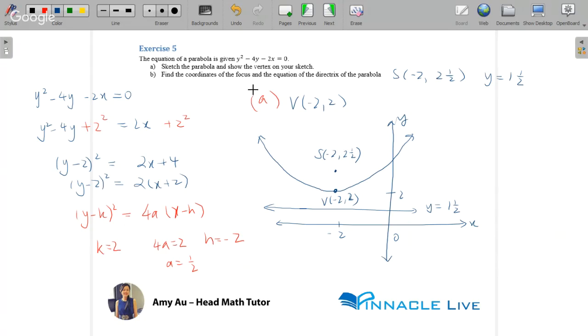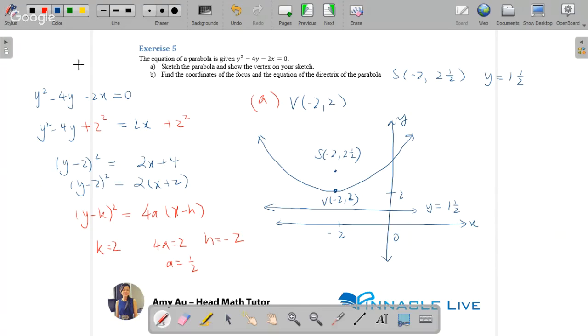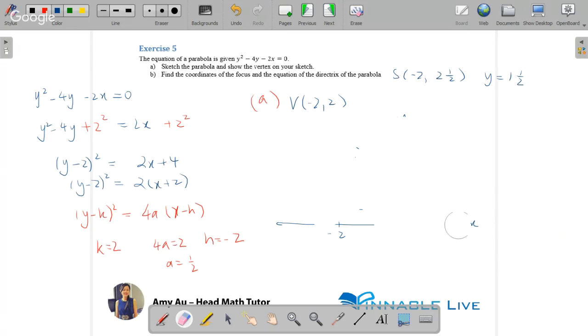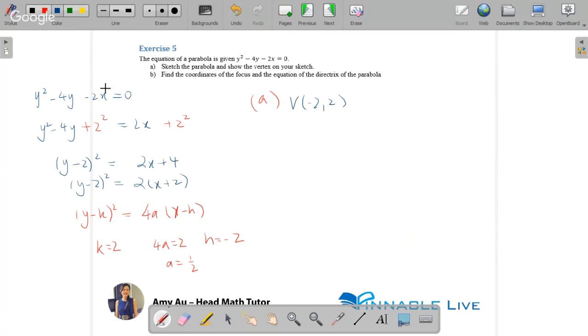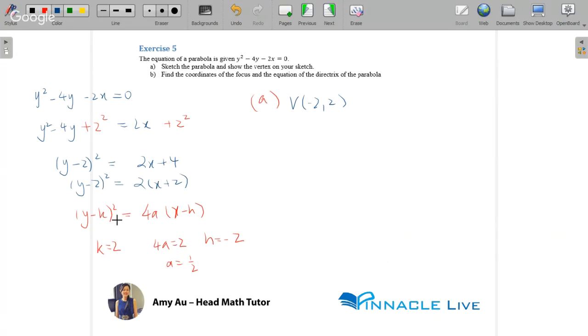Oh, hold on a sec. Silly me. So let me just redo this. All right, don't ever do that in the exam. So see if you picked up my mistake. I forgot to actually account for the shape. So let's redo this. Okay.